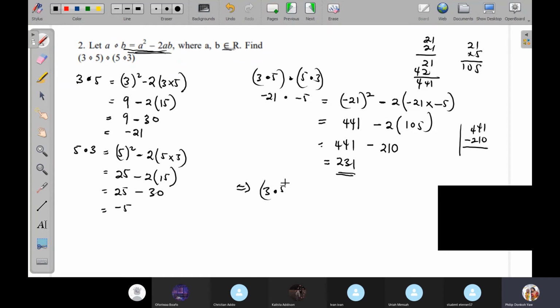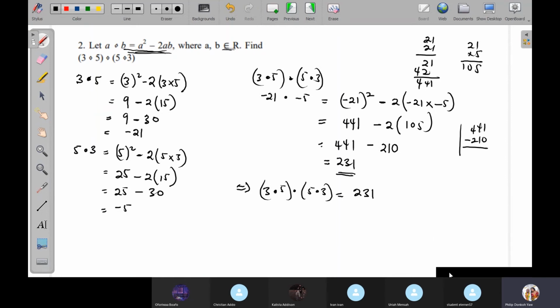So operating on this implies that 3.5 or .5.3 based on the operational sign gives us a final answer of 231. Any question before I move on to the next slide? Okay. But I believe you've understood what we are doing. Binary operation. Yes, please. Okay, so just going back, some started with us, others did not.